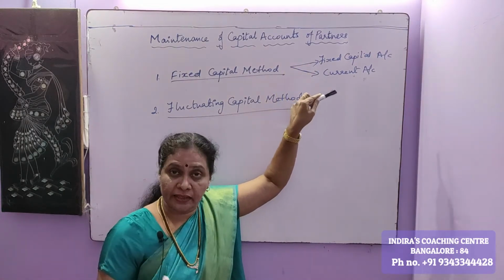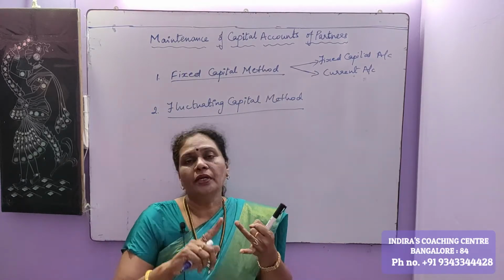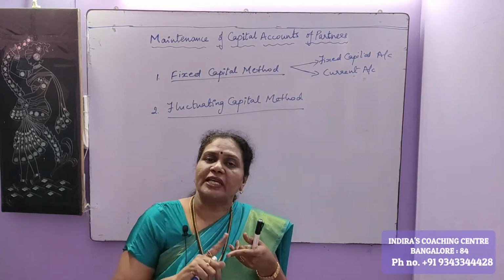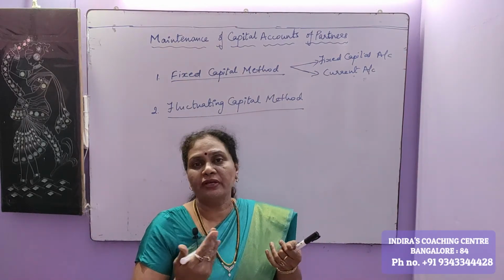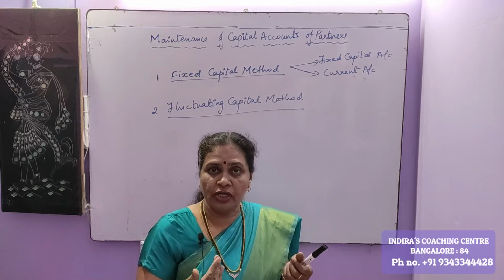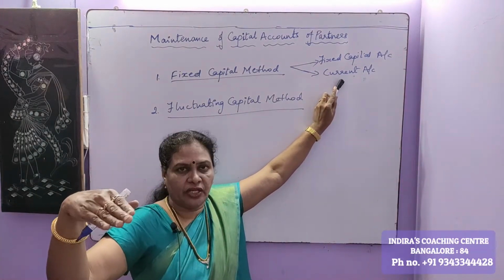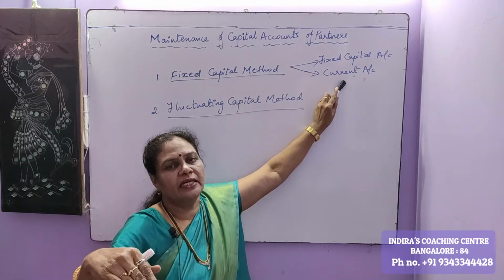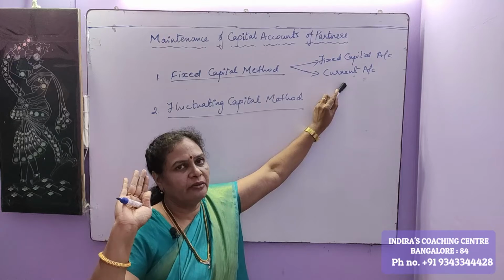And all other adjustments, which would be interest on capital, salary, commission, share in the profits or losses, or temporary drawings or interest on drawings, will be adjusted in the current account, which will keep changing. It might increase, it might decrease. The account might also show a debit balance or a credit balance.